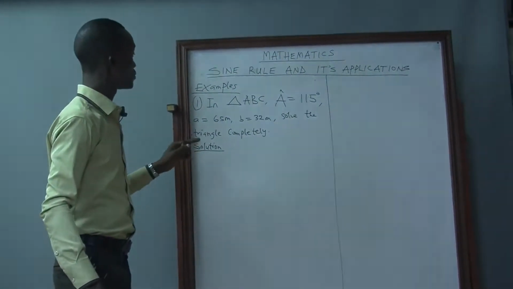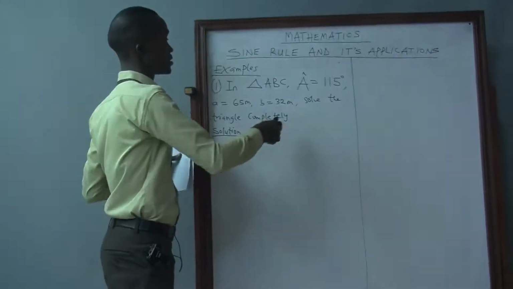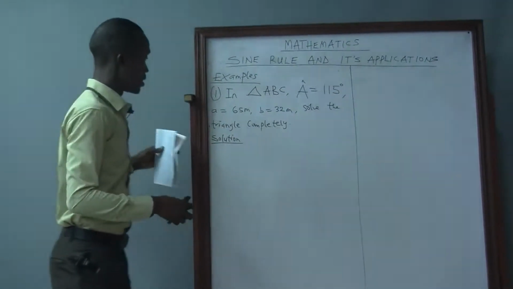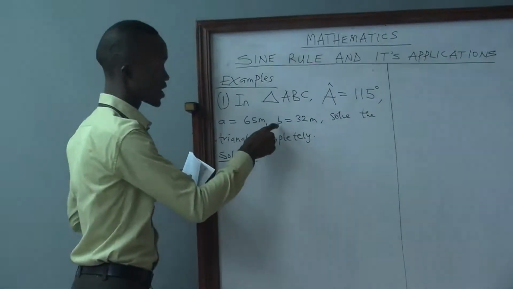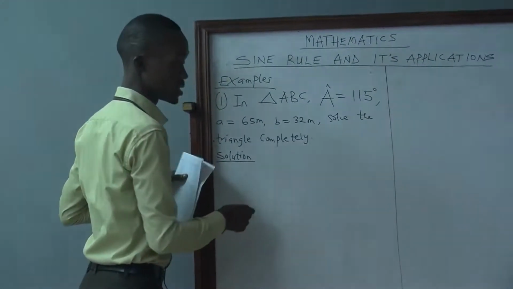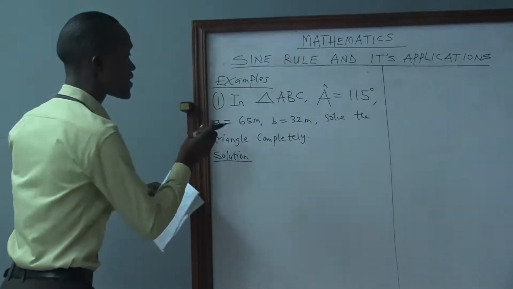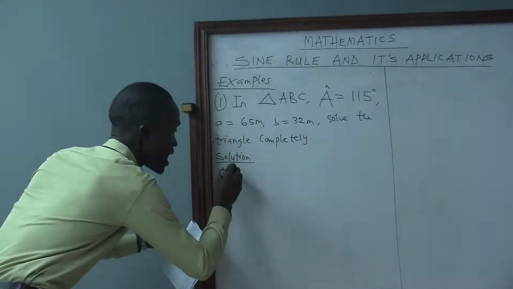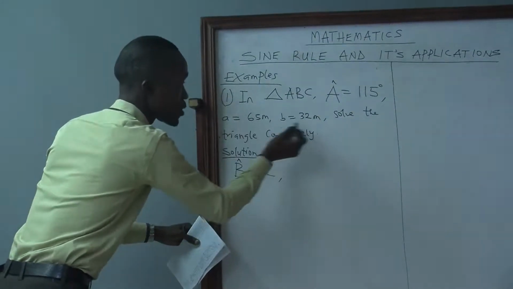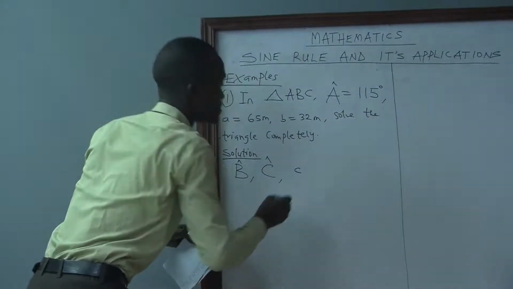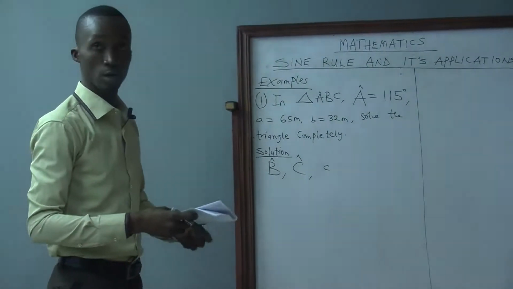So we have an example. In triangle ABC, angle A is 115 degrees. We are given side a to be 65 meters, and we are given b to be 32 meters. The question is, we are to solve the triangle completely. To solve that triangle completely, that means we have to find angle B, we have to find angle C, and we have to find the missing side, which is side c.